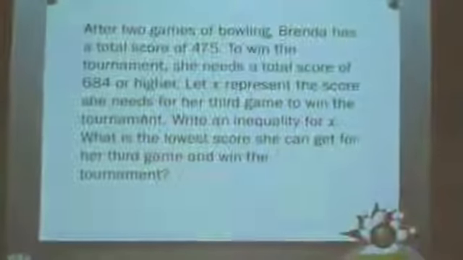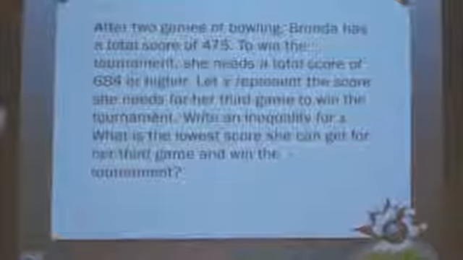Alright, so I'll read this problem, and then I'm going to call one of you to read it, just so we got those 2 times. So after 2 games of bowling, Brenda has a total score of 475. To win the tournament, she needs a total score of 684 or higher. Let X represent the score she needs for her 3rd game to win the tournament. Write an inequality for X. What is the lowest score she can get for her 3rd game and win the tournament?